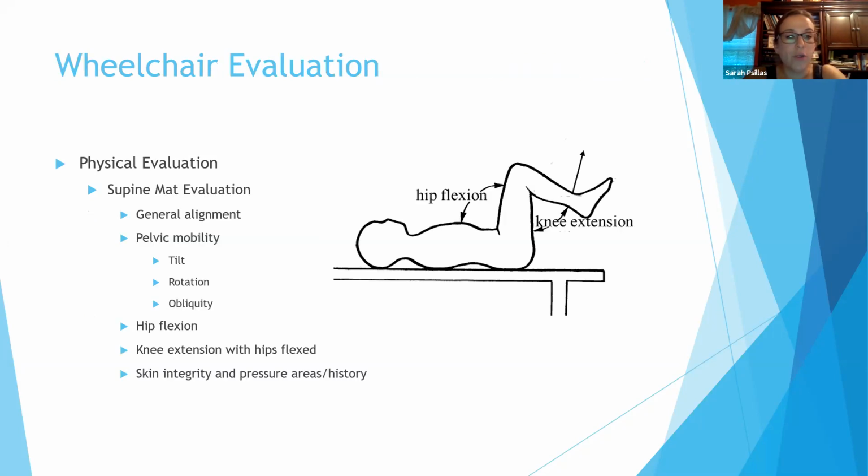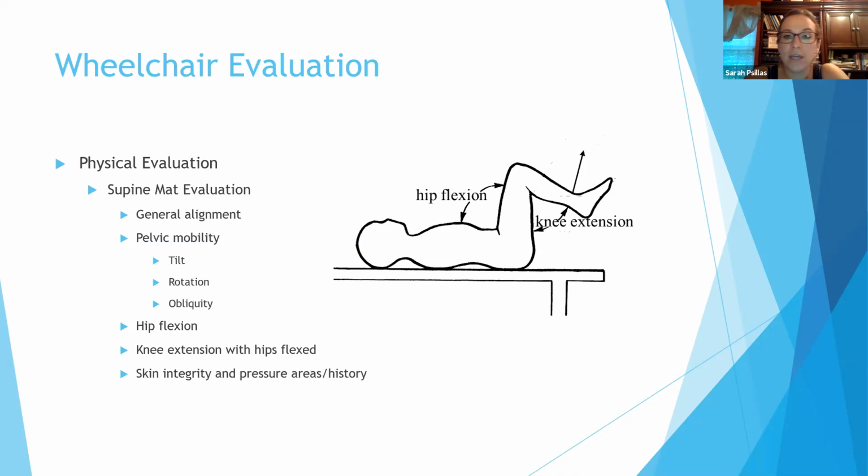So, some of the physical things you want to think about when you're doing your evaluation is you really want to get your client on some sort of flat, hard surface, whether that's a mat or some sort of plinth. What you want to avoid is a bed or something that sinks in, right? Because it's really difficult to get true and accurate measurements when they sink in and are getting support from the surface they're lying on.